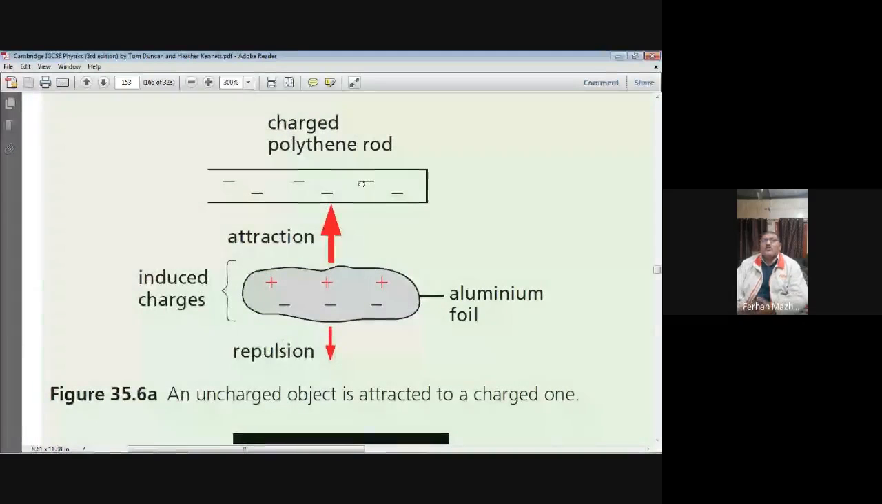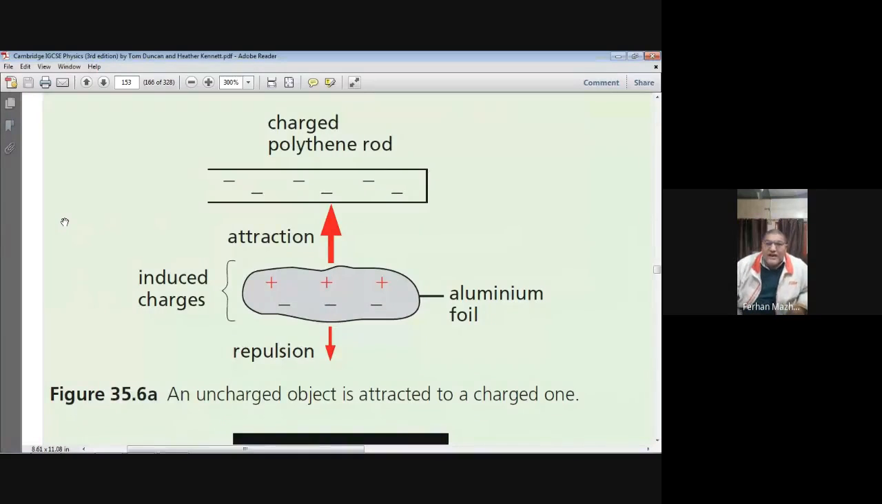On your screen, you can see that we have a polythene rod which is negatively charged. When you bring that negatively charged rod near the aluminum foil, the aluminum foil is uncharged basically. Because it is made of metal and it is uncharged, it's neutral. It has free electrons in it, but the positive and the negative charges are equal to each other. So the aluminum foil as a whole is neutral. It's a metal, it's a conductor.